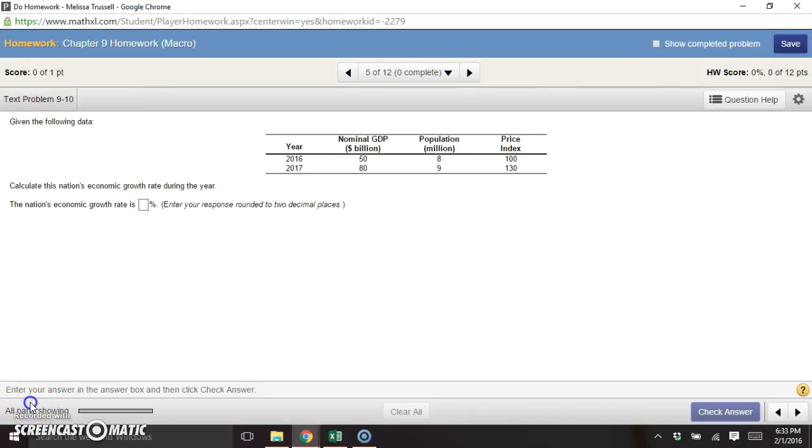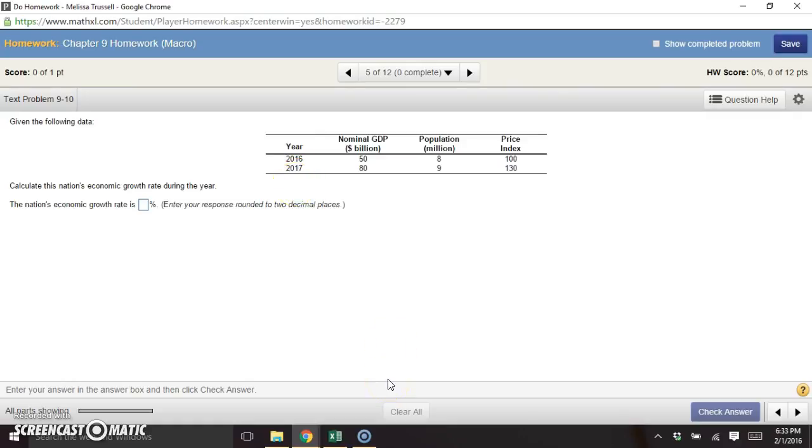This is text problem 910. We're given a table that gives us a couple of years, the nominal GDP, the population, and the price index. And we're asked to calculate the economic growth rate during the year between 2016 and 2017, which is what we're given in the table.